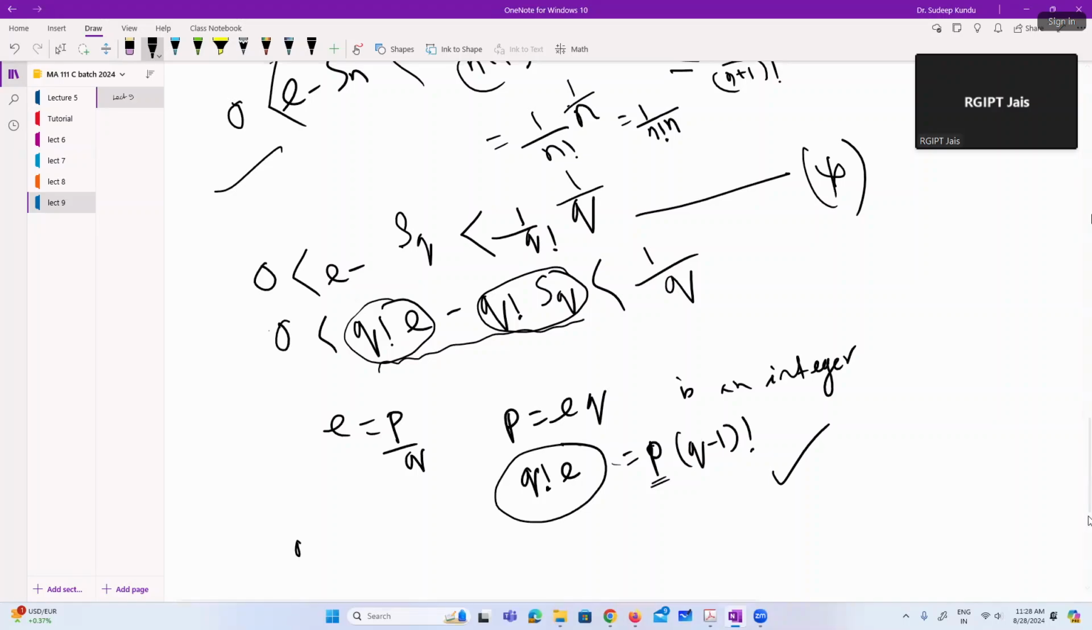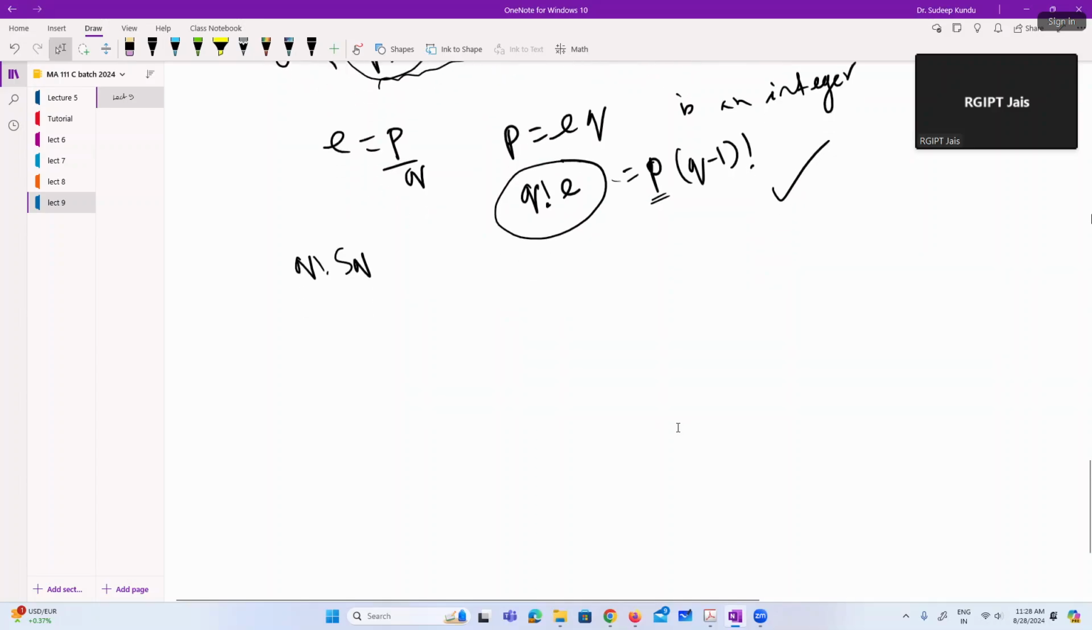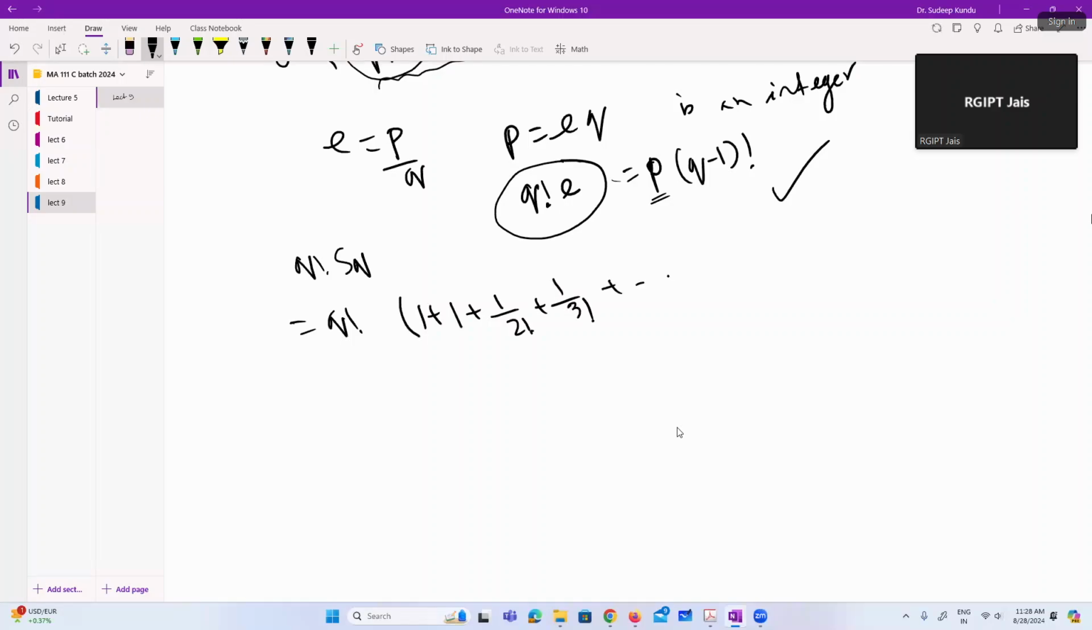Now how will you show that factorial q s_q is an integer? Similarly, you can calculate, right? Factorial q s_q. What will be the value? What is s_q? 1 plus 1 plus 1 by 2 factorial plus up to 1 by q factorial, right? Is this an integer or not? No, sir. This is not an integer. This will also be an integer, right? Why is it not an integer?